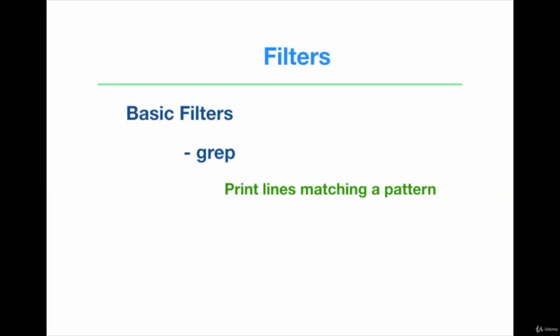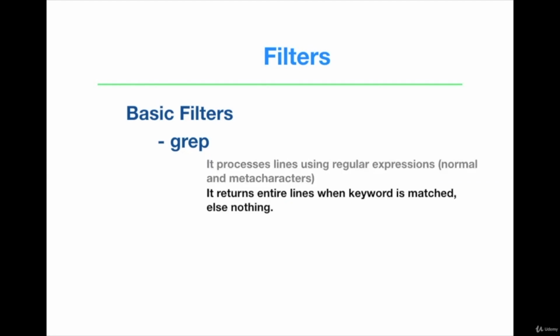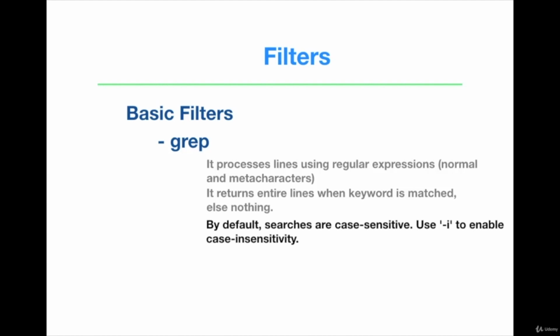One of the most important commands in the filter category is grep. It prints lines matching a pattern. Important features of the grep command are: it processes lines using regular expressions, normal as well as meta characters. It returns entire lines when a keyword is matched, else nothing is printed. By default, its searches are case sensitive. Use -i to enable case insensitivity. It shares regular expressions with awk and sed.